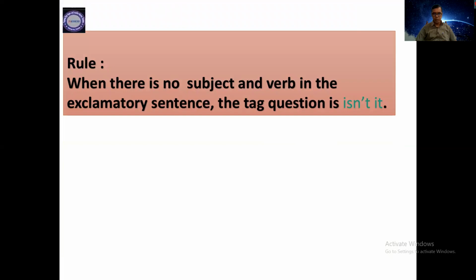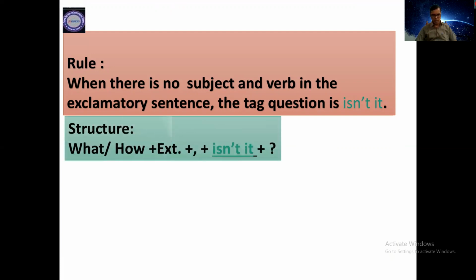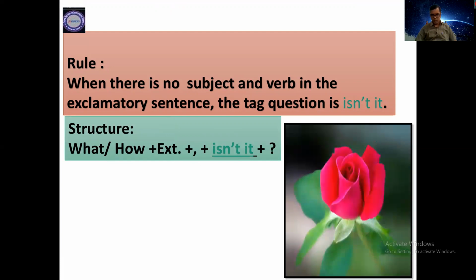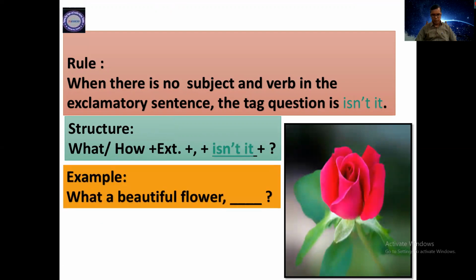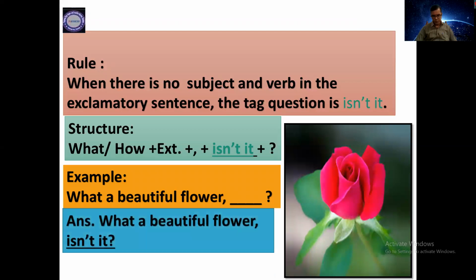Rule: when there is no subject and verb in the exclamatory sentence, the tag question is isn't it. Structure: what or how plus extension plus comma plus isn't it plus question mark. Example: what a beautiful flower. There is no subject and verb included, so we will use isn't it in the sentence.